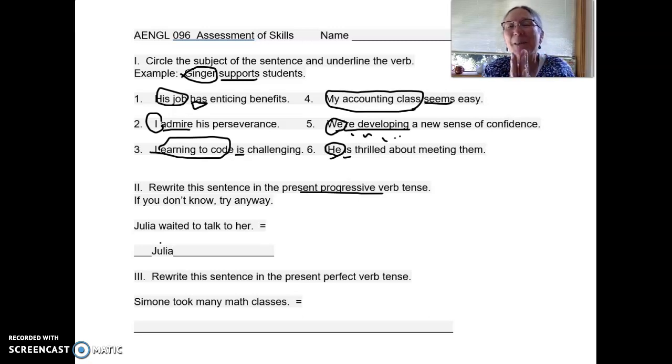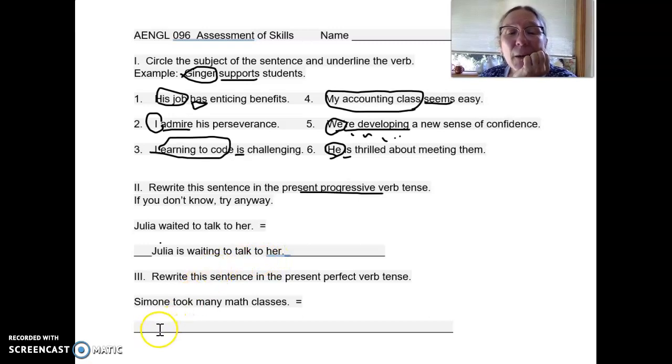Julia. We can keep the subject the same. The subject doesn't change, just the verb changes. Julia waited to talk to her. Where's the verb? Waited, right? We're changing it to the present progressive. So Julia singular, Julia is. Where's the progressive? Waiting. Julia is waiting to talk to her. Okay. To talk is an infinitive and preposition plus object. All righty. We're almost done. Isn't this fun though? I like teaching like this.